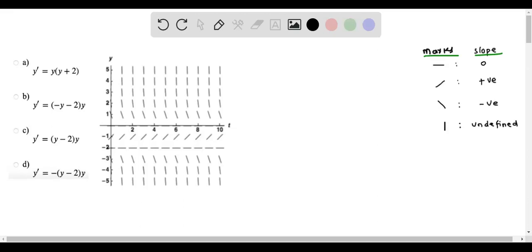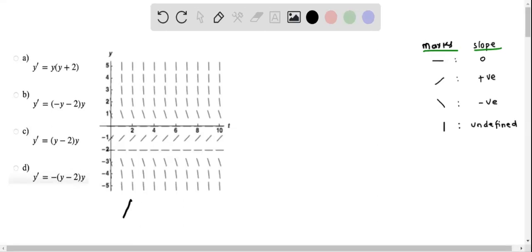We now choose the equation that corresponds to this given slope field. For this, I'm going to use the information between the slope marks and corresponding slope. Whenever the slope mark looks like a horizontal line, the slope is zero. Whenever it looks like an increasing function, the slope is positive. And whenever the slope mark looks like a decreasing function, the slope is negative.